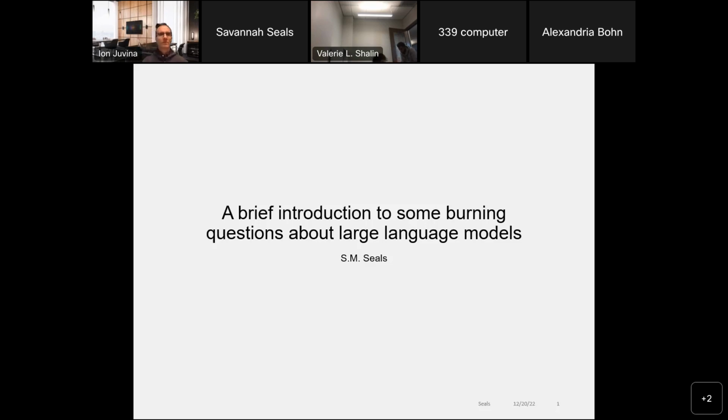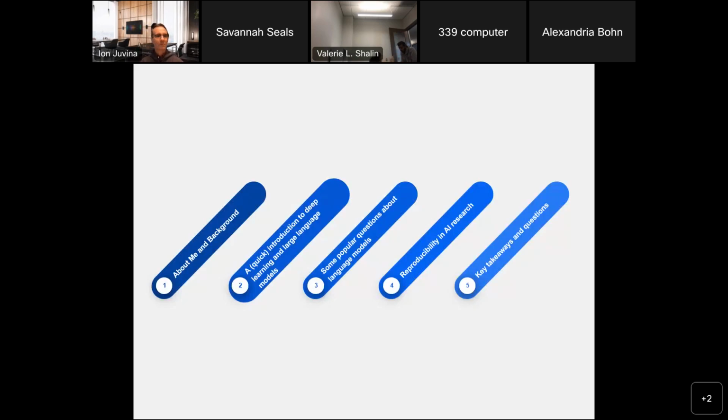So to kick us off, today I'm going to talk a little bit about some background. I'm going to talk about a quick introduction to deep learning and large language models. I'm going to talk about some popular questions about these types of models. I'm going to have a brief discussion about reproducible AI research, and then I'll do some key takeaways and questions.